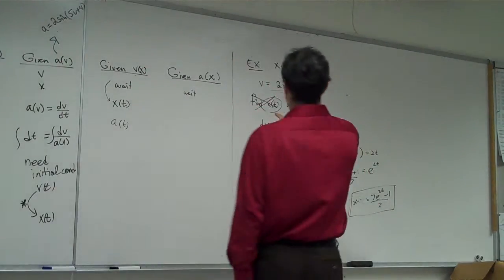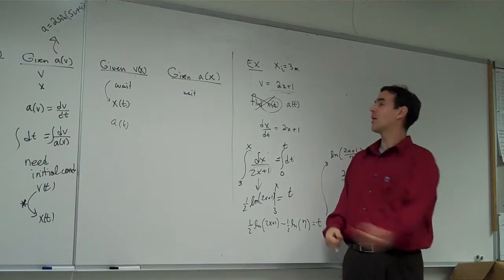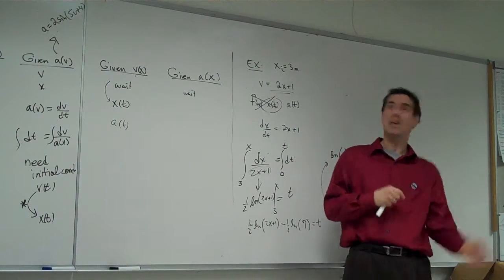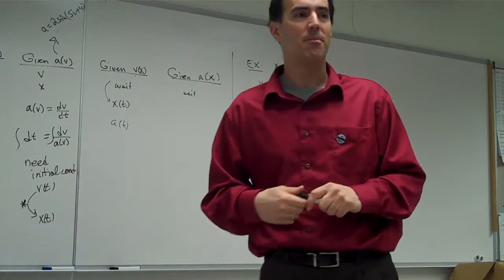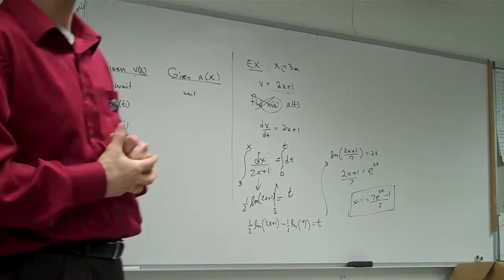So you almost feel okay if it was part A, find x as a function of t, and then part B, find a as a function of t. Then you feel okay, because you got credit for that first part.